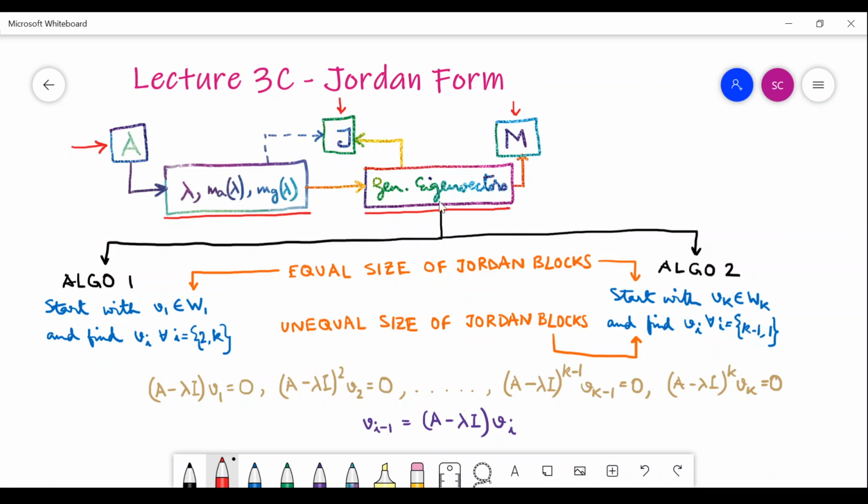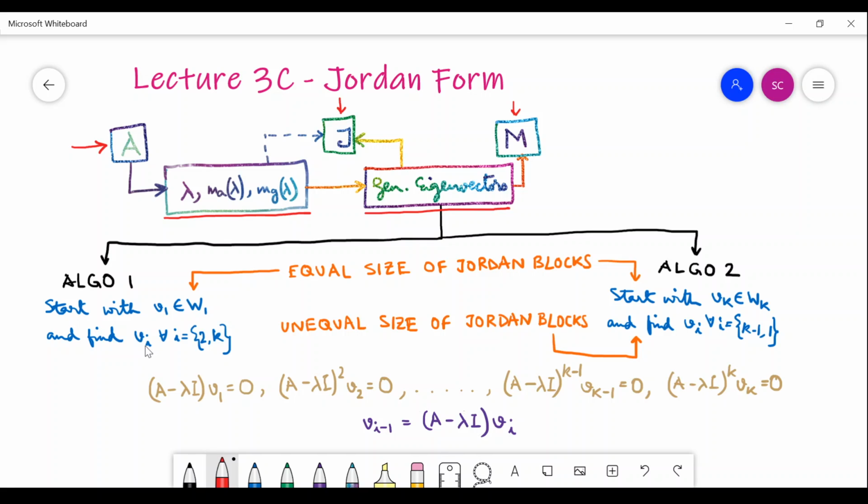The eigenvectors will give me that information basically. So finding out the eigenvectors is actually the task. So how do we go about finding the eigenvectors? There are two algorithms actually. Algo 1 starts with the vector v1 in the space W1. This is the initial eigenspace, the null space of A minus lambda I. So we find v1 in W1, and subsequently we find all the other higher order generalized eigenvectors.